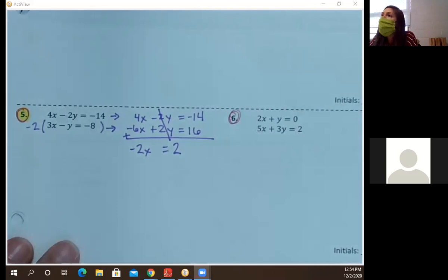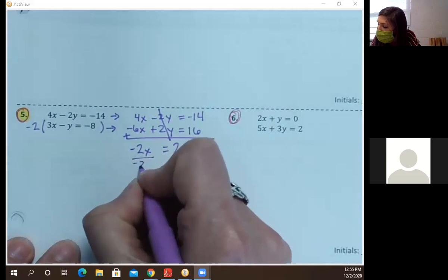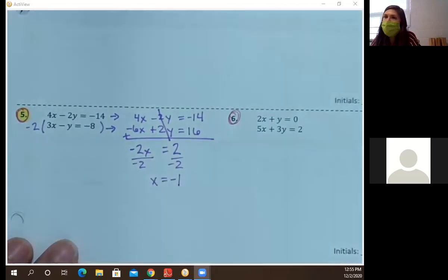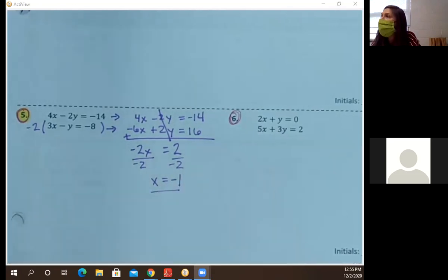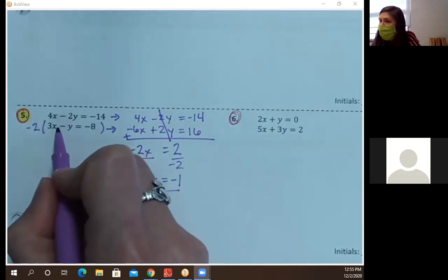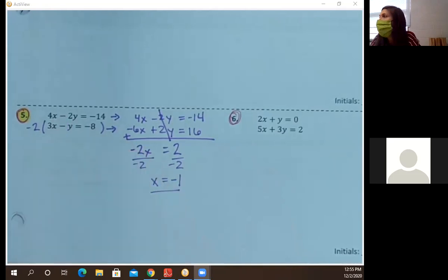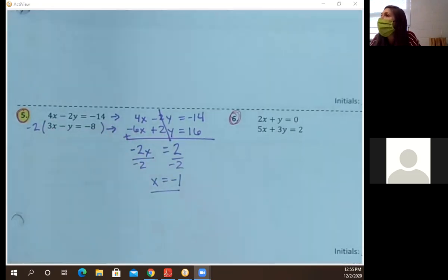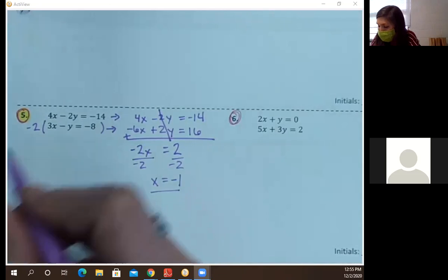So now I only have an equation in terms of x. I can divide both sides by -2 to get x by itself. And we get x to be -1. Once we found x, we can plug that value back in to either of our original equations to find y. I'm going to plug this back into the bottom equation. That seems a little easier to me, but if you'd rather plug into the top, that's fine too.